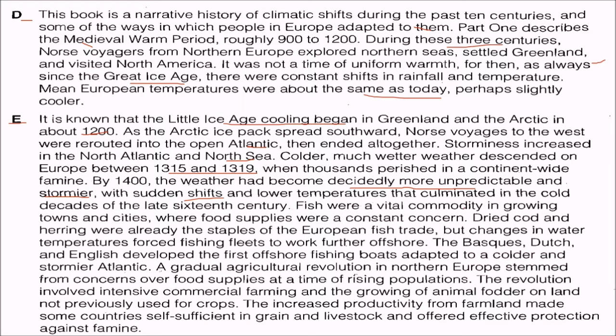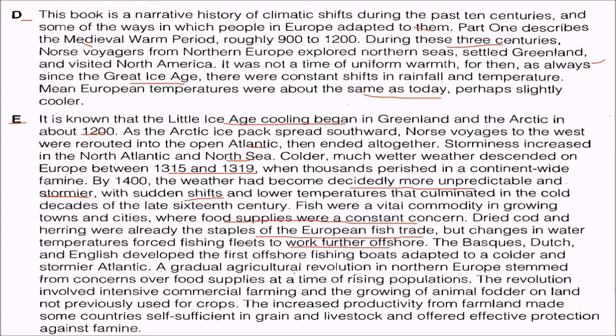Fish were a vital commodity in growing towns and cities where food supplies were a constant concern. Dried cod and herring were already the staple of the European fish trade, but changes in water temperature forced fish fleets to work further offshore. The Basques, Dutch, and English developed the first offshore fishing boats adapted to a colder and stormier Atlantic.